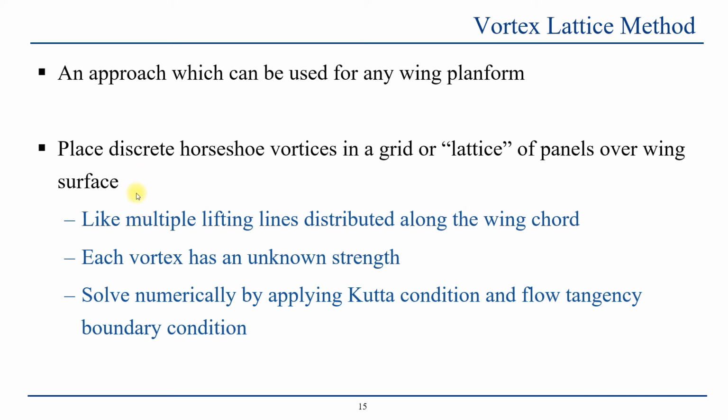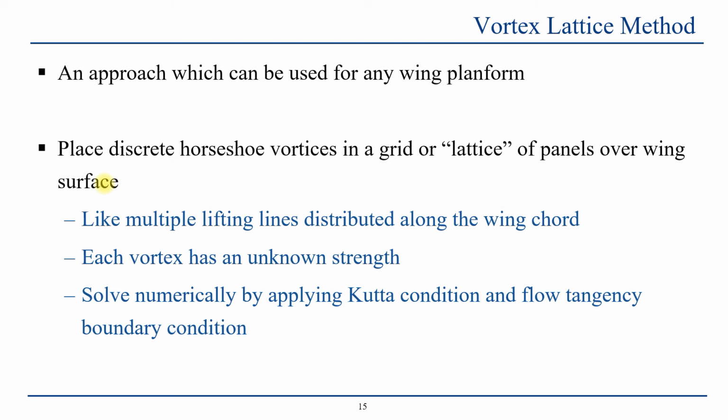How it works: it places discrete horseshoe vortices in a grid or lattice of panels over the wing surface. If you recall, in the lifting line theory, we were only able to put the horseshoe vortices along the span, but we couldn't really place them along the chord. The vortex lattice method adds a new dimension to our ability to place the horseshoe vortices on the wing. That is, it allows us to put the horseshoe vortices also along the chord, in addition to along the span.